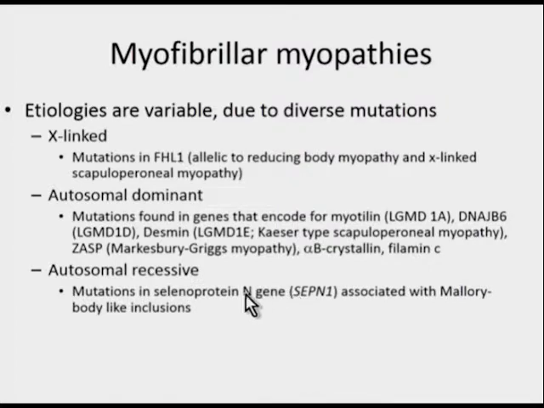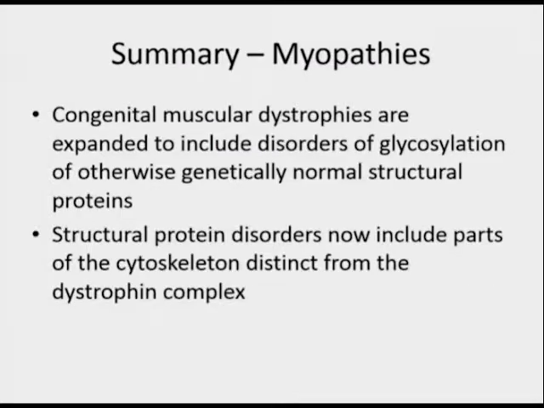So the etiologies are variable, and many different mutations can give rise to a similar appearance. They can be X-linked, and these can be mutations in FHL1. They can be autosomal dominant and affect genes coding for myotilin and some of the other abnormalities listed here. And they can be autosomal recessive with mutations in the selenoprotein N gene associated with Mallory body-like inclusions. Those would be the hyaline type of inclusions.